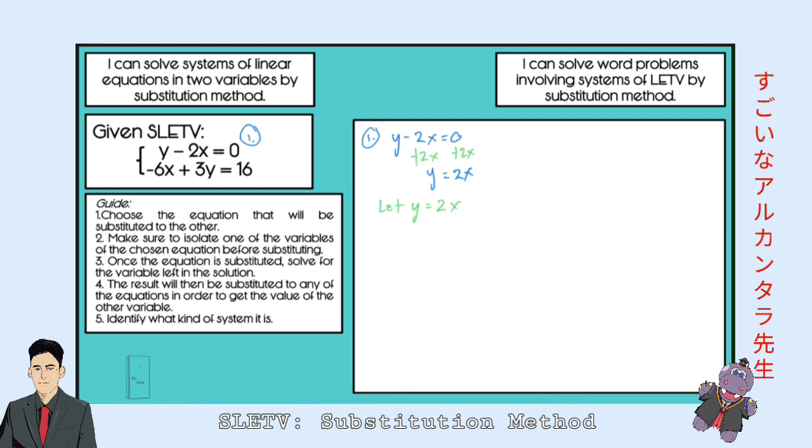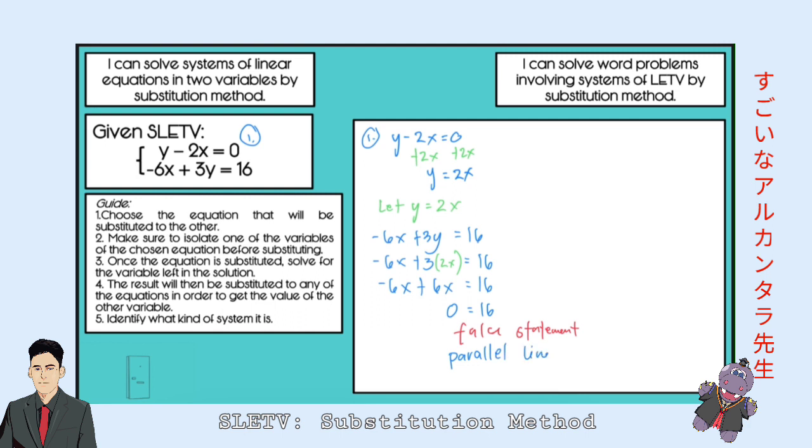Doing so, you will have negative 6x plus 3y equal to 16. Substitute the 2x there. You have negative 6x plus 3 times 2x equal to 16. So you will result with negative 6x plus 6x equal to 16. Negative 6x plus 6x, that is 0, equal to 16. So this resulted to a false statement, just like the previous one. Meaning, we have parallel lines, no solution, of course. There's no solution for parallel lines, meaning we have an inconsistent system. Okay, so that's it. As easy as that.